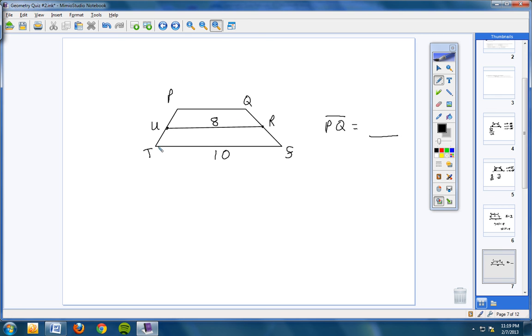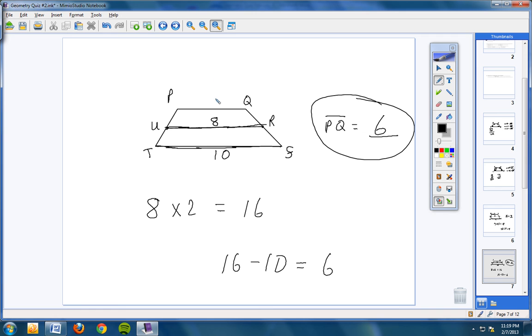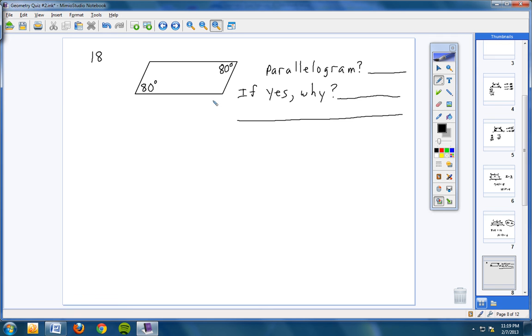I've given you a base and I've given you the mid-segment. You have to find the missing base. I told you to always take the mid-segment and double it. Multiply it by 2, always. Then you subtract out the other base, which in this case is 10, and you're left over with 6. So PQ equals 6. All right, moving on.